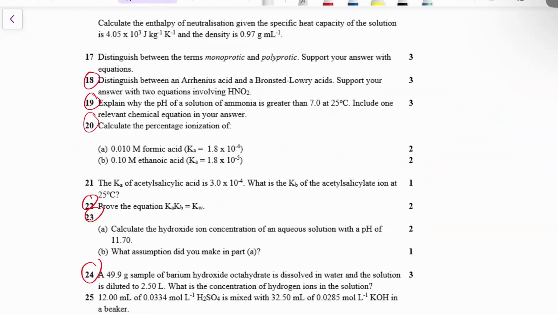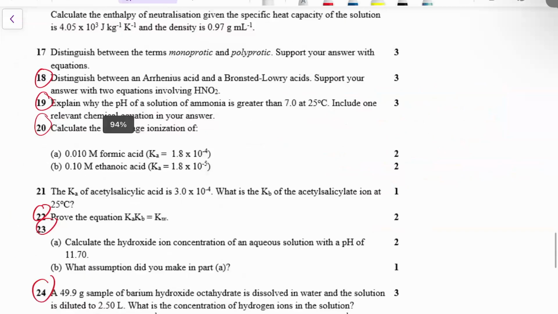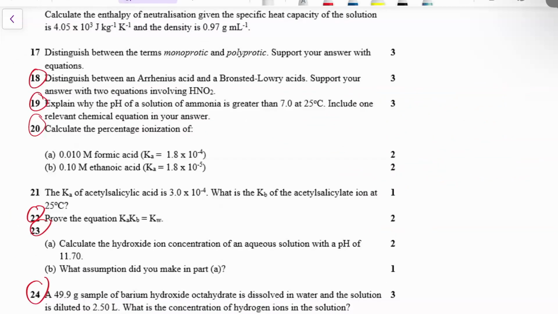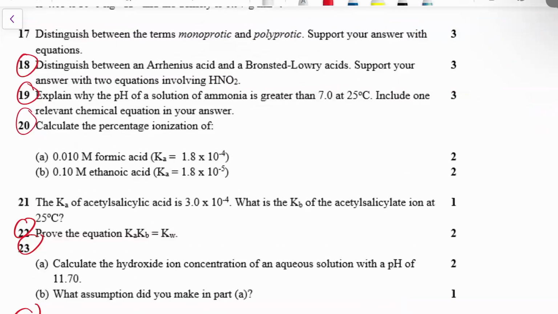Question 19: explain why the pH of a solution of ammonia is greater than 7 at 25 degrees Celsius. Include one relevant chemical equation in your answer. So they're asking you to explain, which means I have to tell them why. Why is the pH of ammonia greater than 7? But for me to tell them why, I need to know what is even in the first place. Like, what am I explaining?